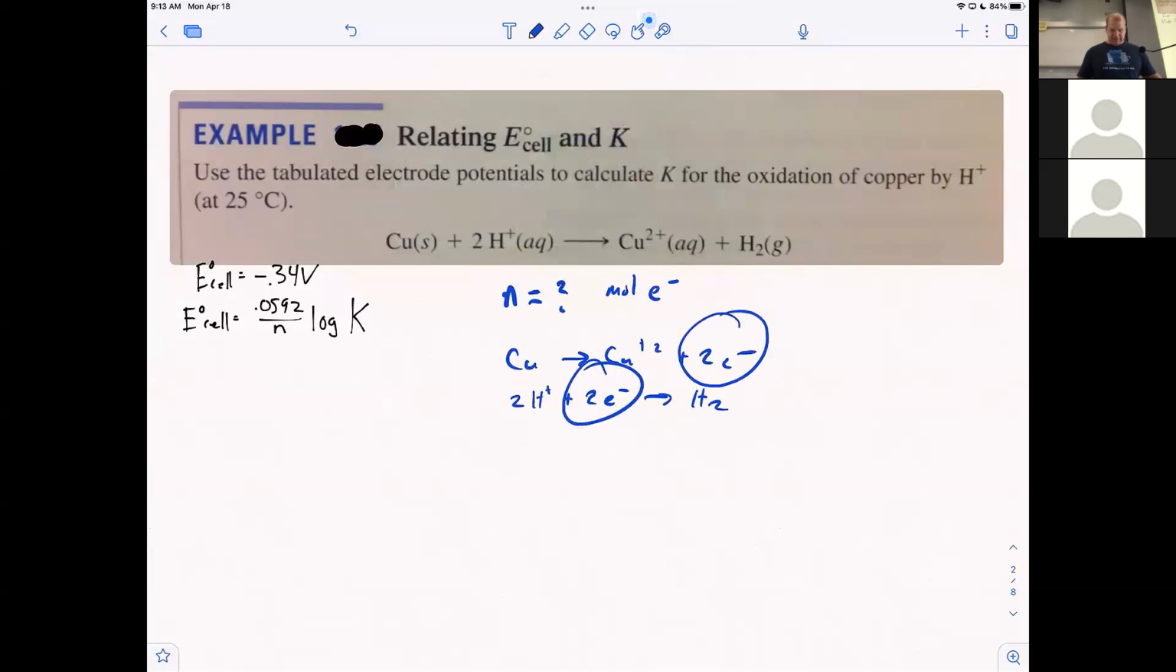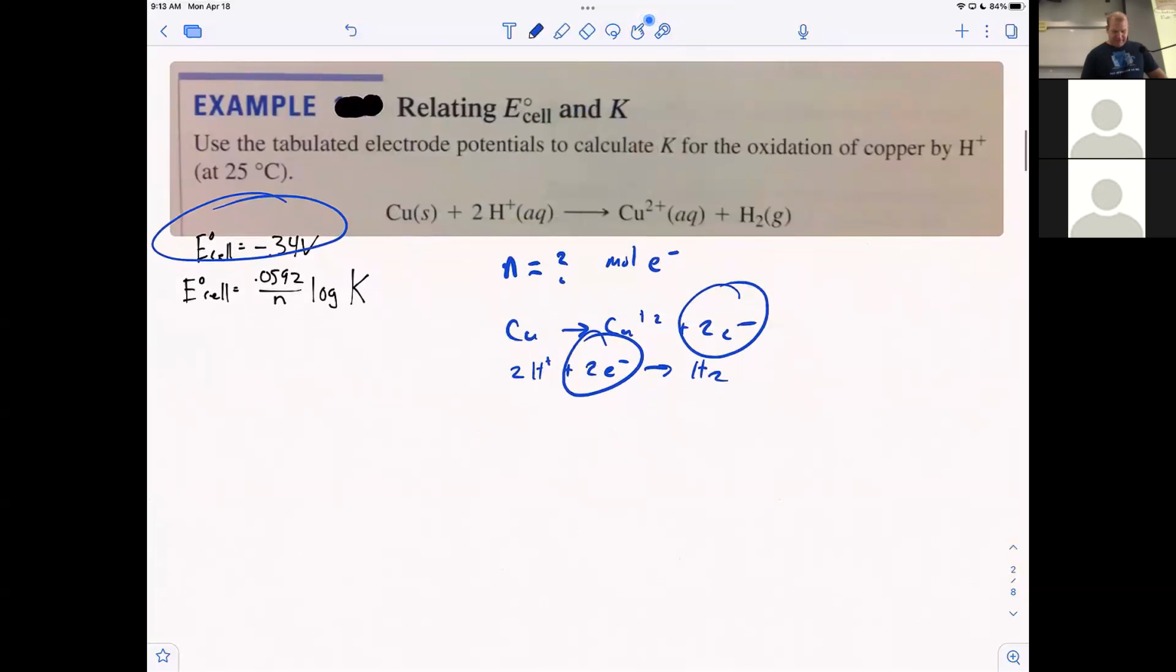And also our E0 cell is figured out, and n is 2. So we can just really solve for K. But now I like to do the algebra first. It's however you want to solve the problems, but I prefer to do the algebra first. So it's going to be n E0 over 0.0592 equals log of K.